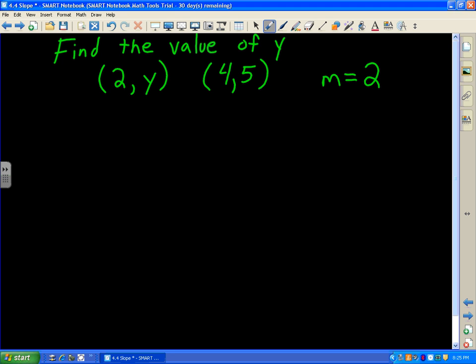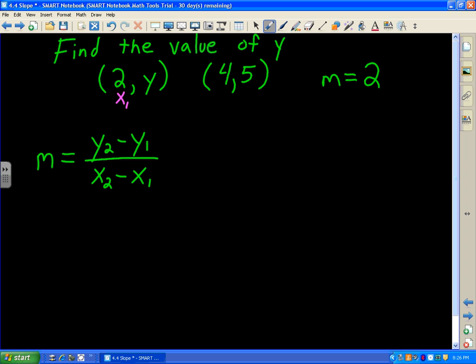So we have a line that has a slope of 2, and we know it goes through the point (4, 5), and it will pass through an x coordinate of 2, but we need to find out what the y coordinate is going to be. Well, you know the slope formula. Here's the slope formula. Now we can substitute some values in.